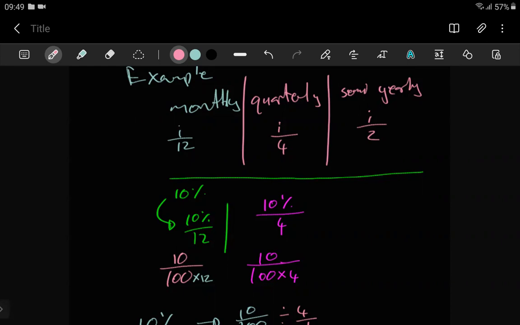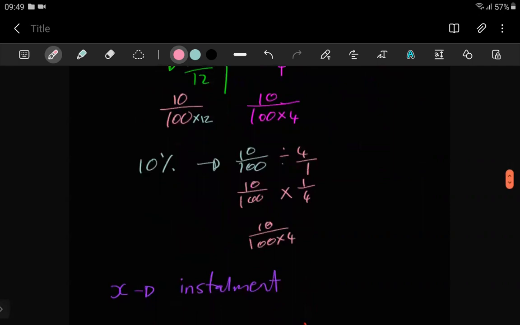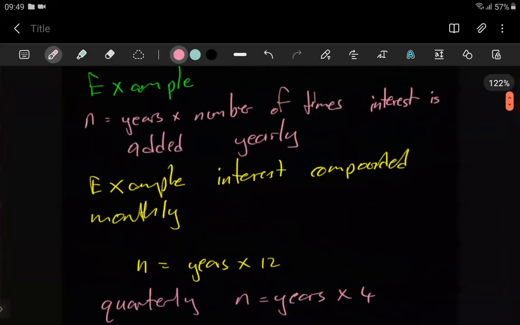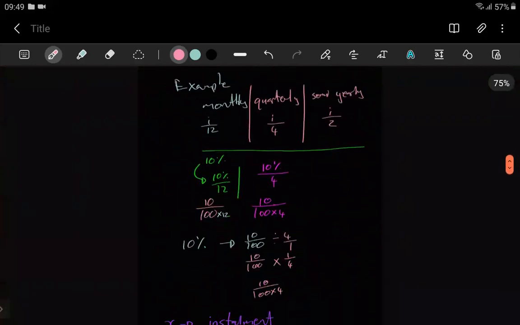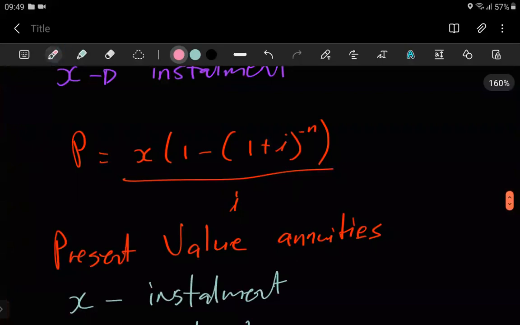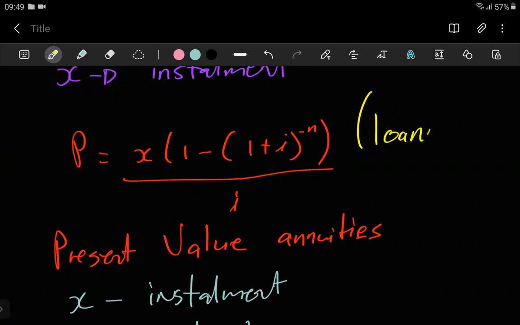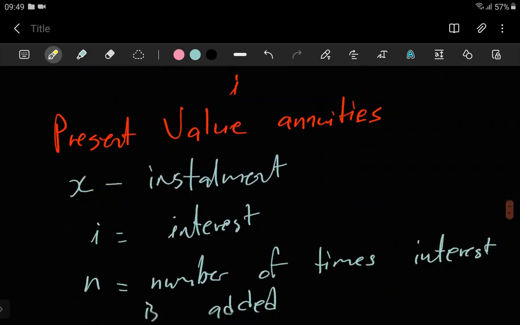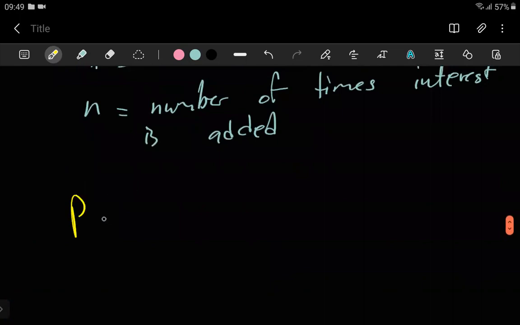In practice, remember we said the other one is for things like investments. This one is mainly for things like loans, not only loans, but mainly loans. 99.99% of the time when this formula is used, you'll be paying off a loan. So for example, P will be present value.